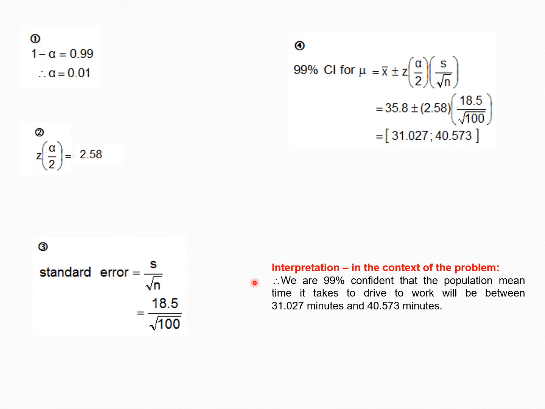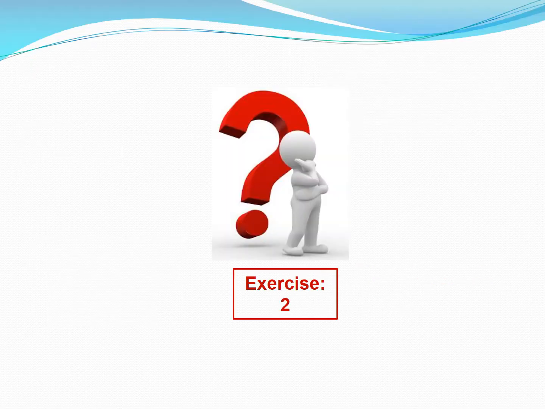Then going back to the context of the problem, our interpretation: we are 99% confident that the population mean time it takes to drive to work will be between 31.027 minutes and 40.573 minutes. Your turn. You can try exercise 2, please.